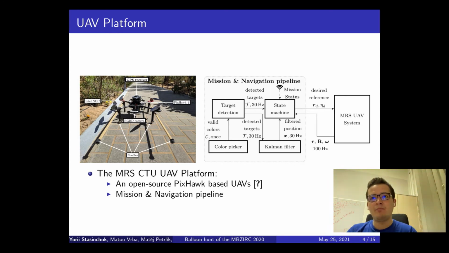Basically, the mission navigation pipeline consists of 4 modules: a state machine, a target detection algorithm, a color picker, which is a computer vision calibration method, and a Kalman filter, which stabilizes the references that are found with the target detector. These modules are well incorporated into the MBZIRC UAV system, and then the state machine outputs a reference, a trajectory for the drone, and this MBZIRC UAV control system reshapes it and flies the drone to the desired reference.